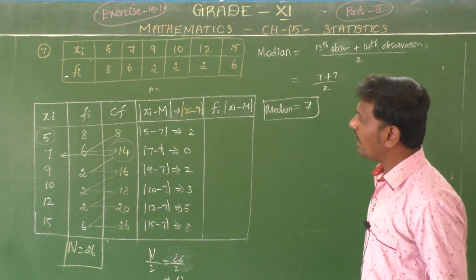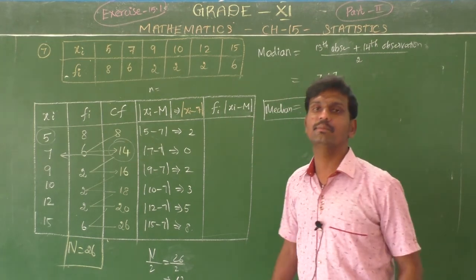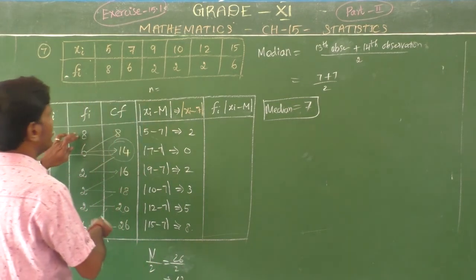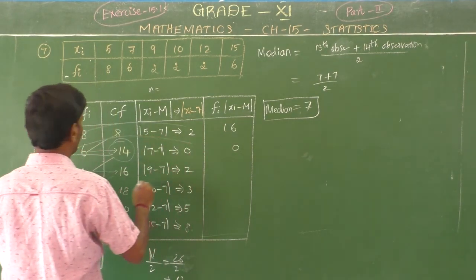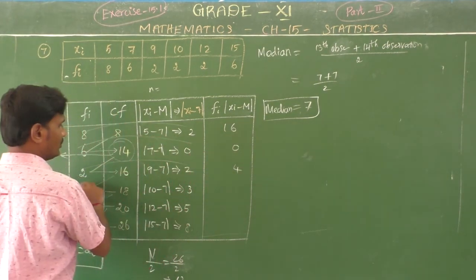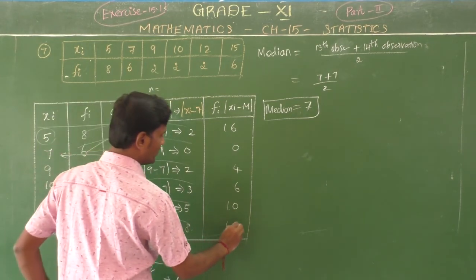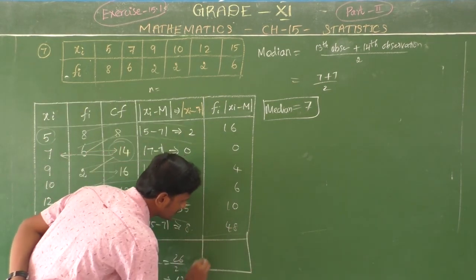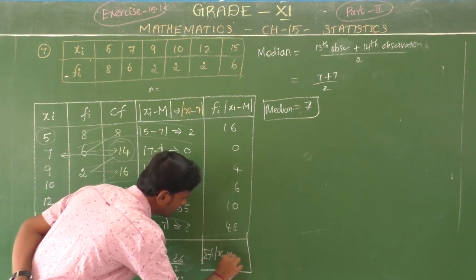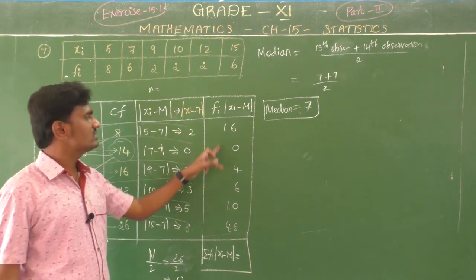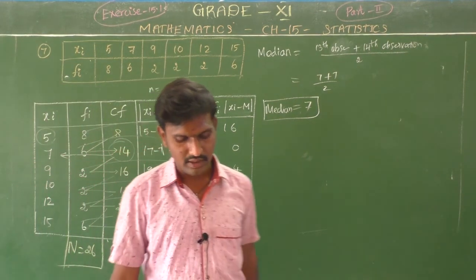Now I am going to multiply fi into modulus of xi minus M. Now what is fi? 8. So 8 twos are 16. Then 6 into 0 is 0. 2 into 2 is 4. 2 threes are 6. 2 fives are 10. 6 eights are 48. Now I am going to add these to get summation fi into modulus of xi minus median M, which is equal to 16 plus 4 is 20, 26, 36, 44, 44 plus 40, what will come? 84.